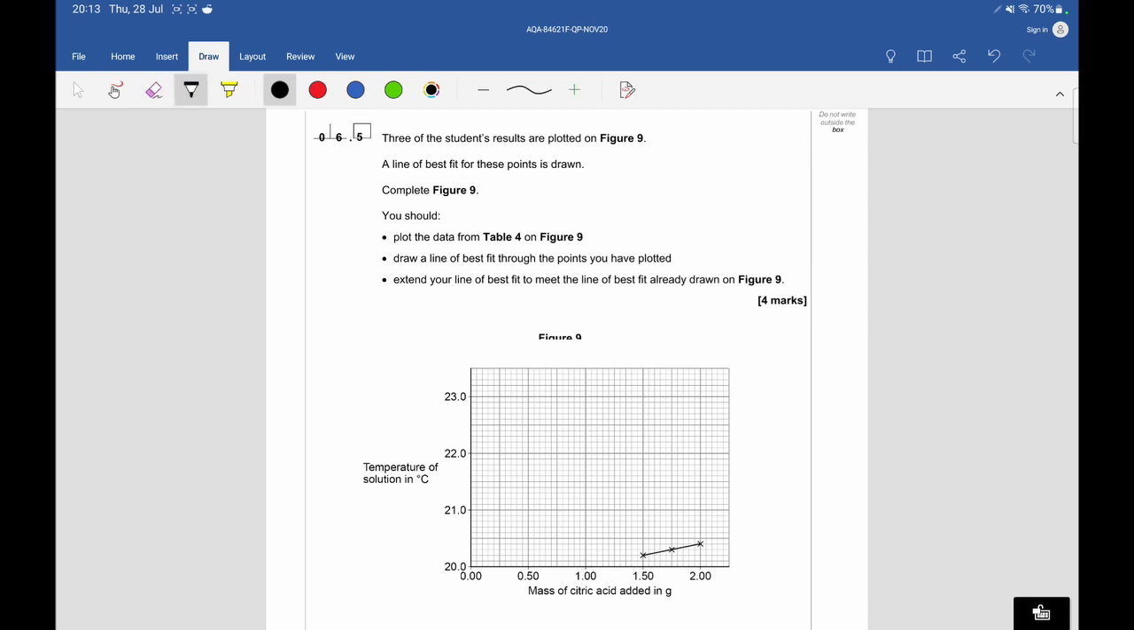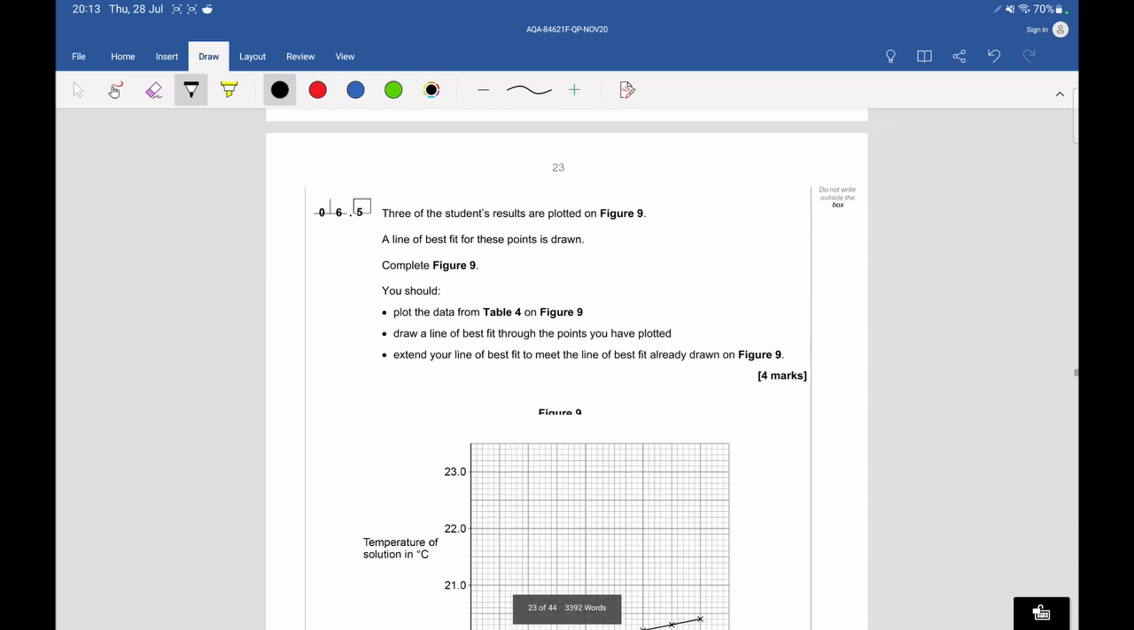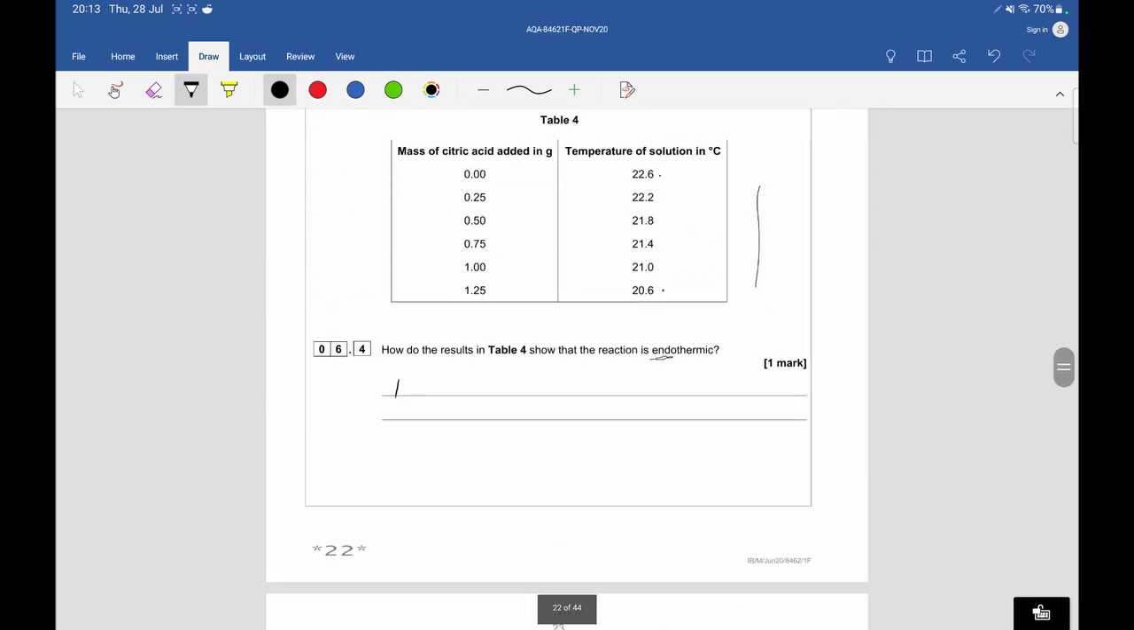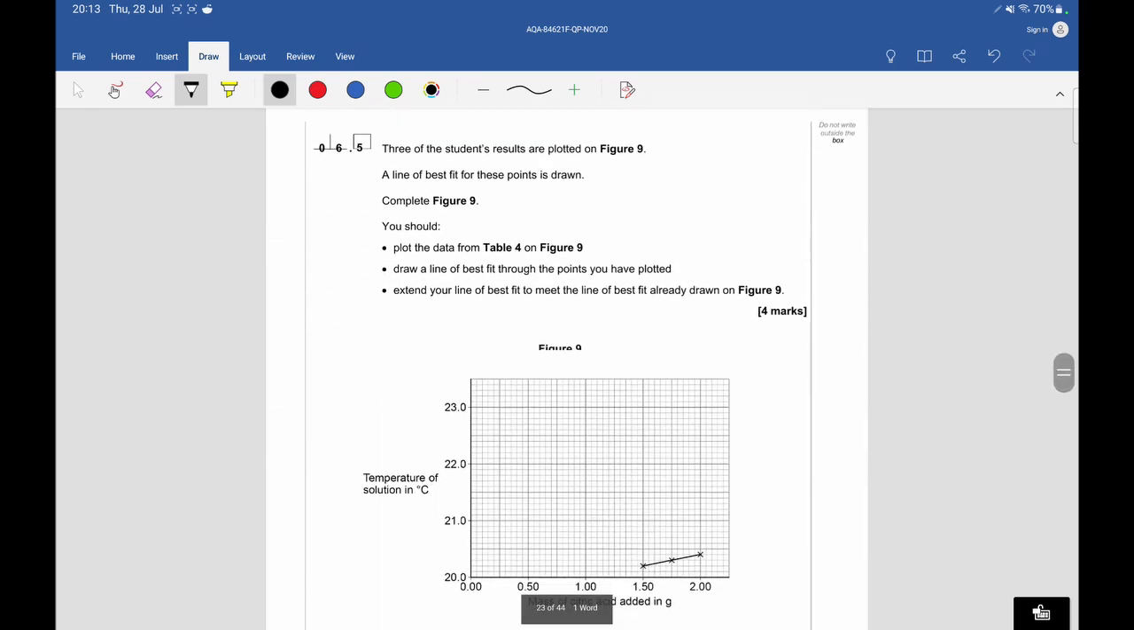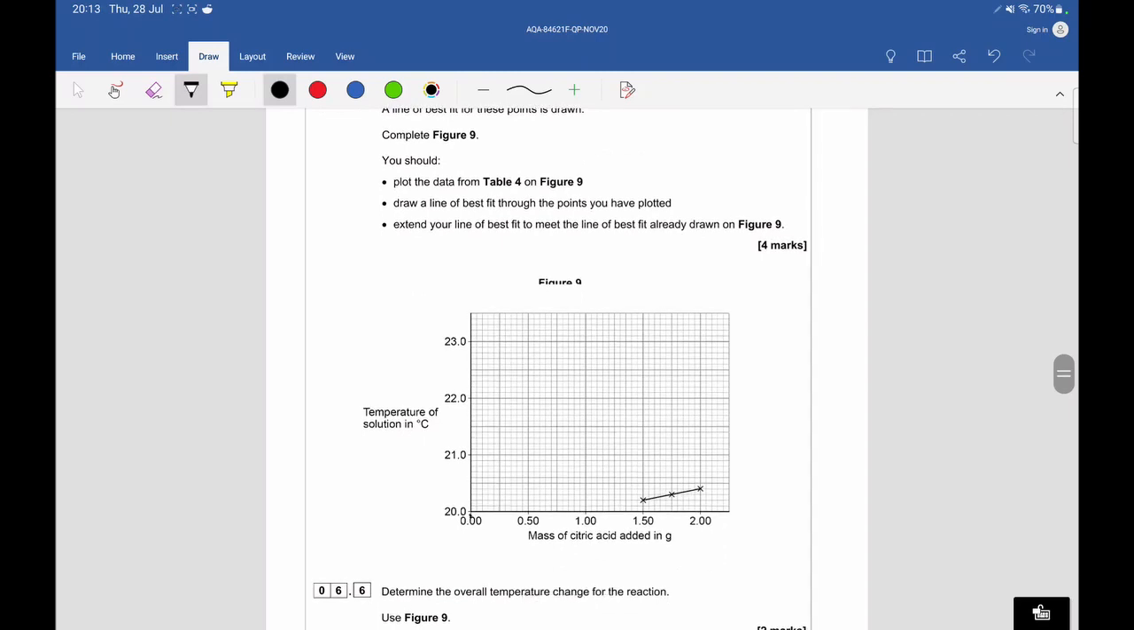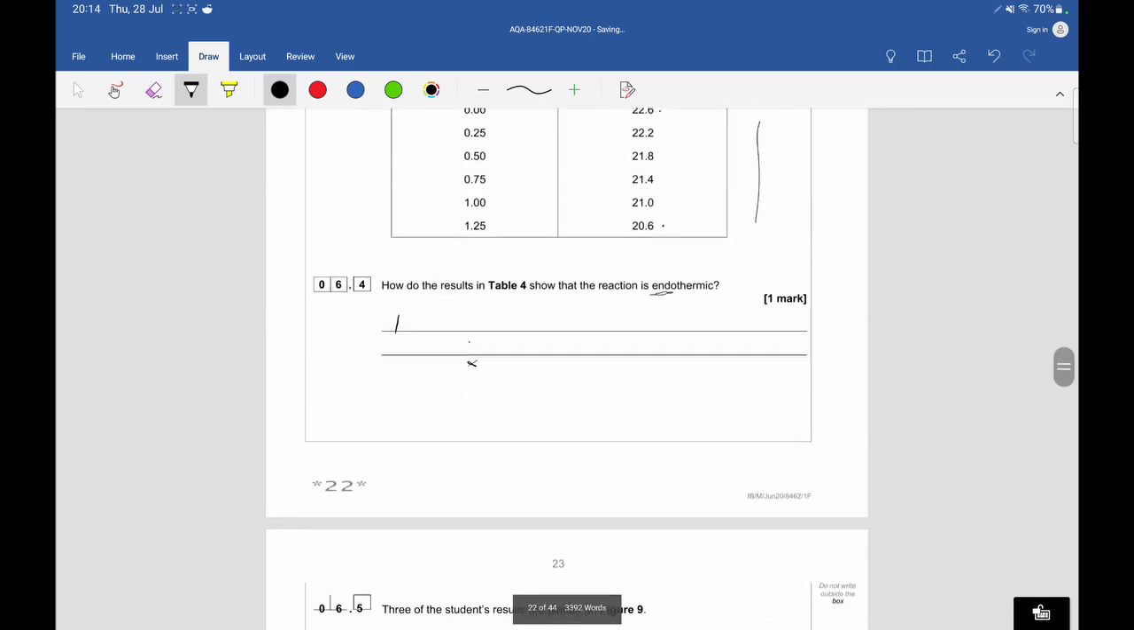6.5 says the three of the students' results are plotted in figure 9. A line of best fit is drawn for these points. The next thing you should do is plot the data from table 4 on figure 9, draw a line of best fit for the points you've plotted, and extend your line of best fit to meet the line of best fit already drawn on figure 9. So we should look back at our results and plot these. So 0, it's 22.6. So I find 0 and I go up to 22.6. So 22 is here, 23 is here. There's 10 boxes between, which means 22.6 would be there.